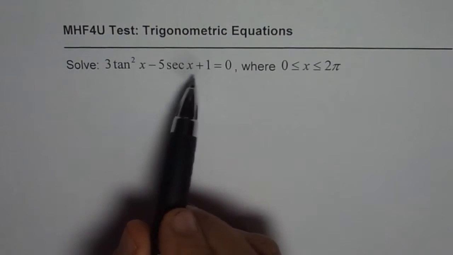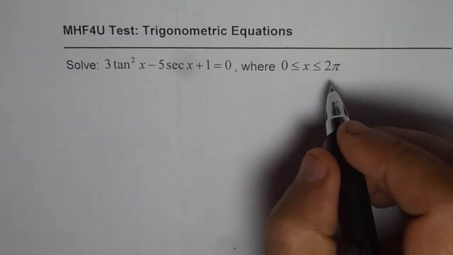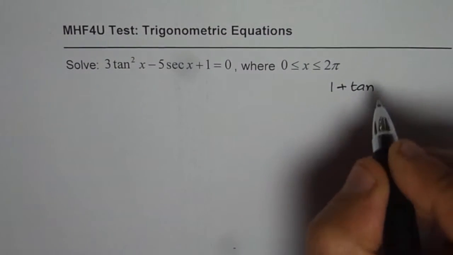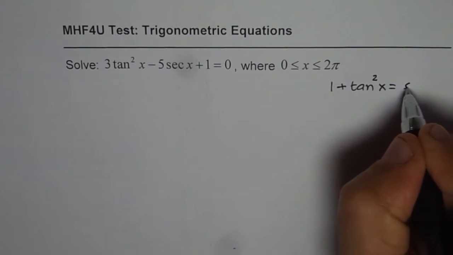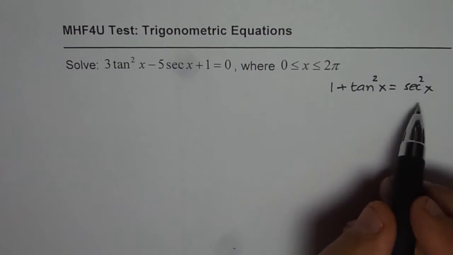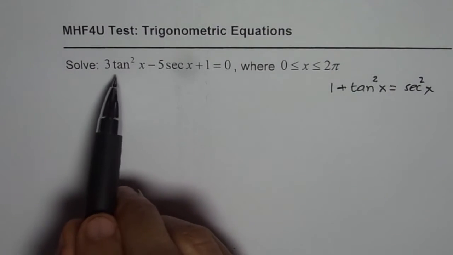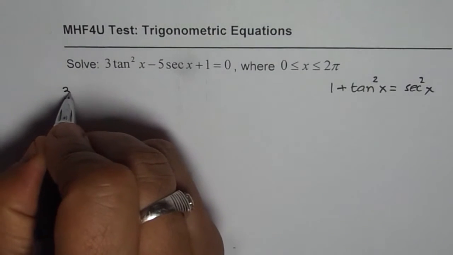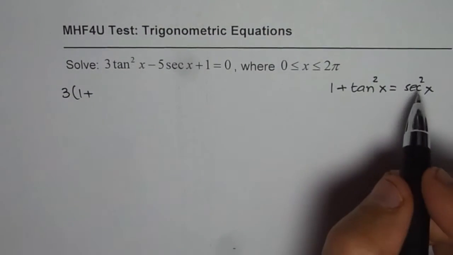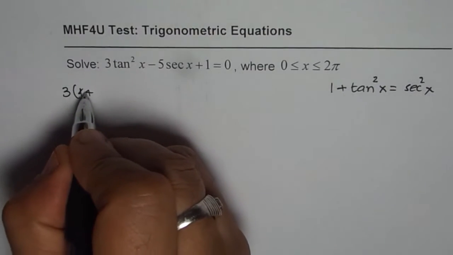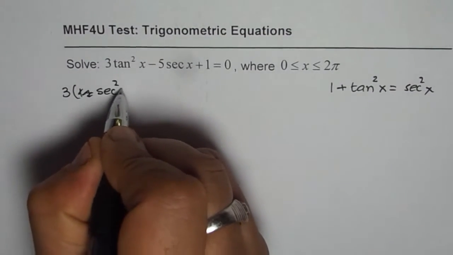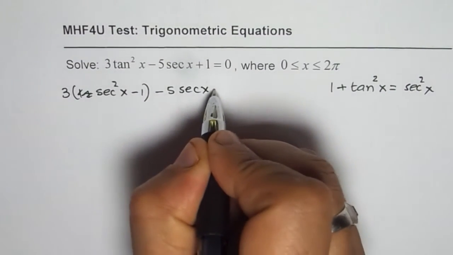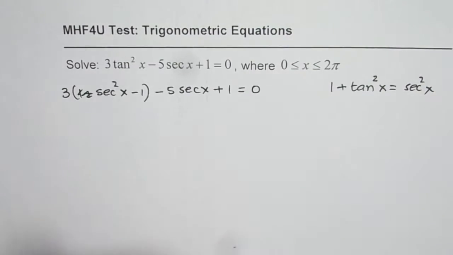Now, to solve this equation, we will be using the Pythagorean identity 1 plus tan square x equals secant square x, right? So that will help us to write this equation as a quadratic equation in secant x. So let's begin by rewriting tan square x as secant square x minus 1. So let me write this as 3 times secant square x minus 1 and the other terms as such, minus 5 secant x plus 1 equals 0.